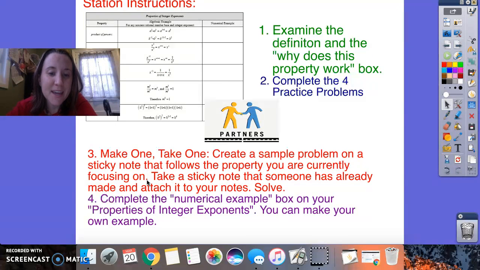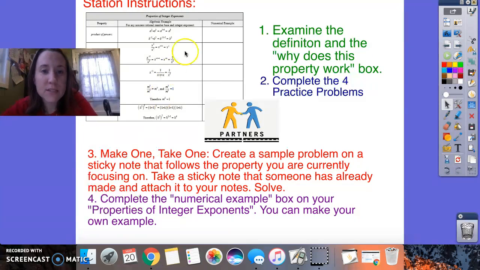And you should take a sticky note that someone has already made and attach it to your notes and solve. There's a place for it right on the notes you're grabbing at the station. I have 4 of them up there, so you can feel free to choose one of mine. This is good, especially if you're one of the first few people, you still have one that you can take.